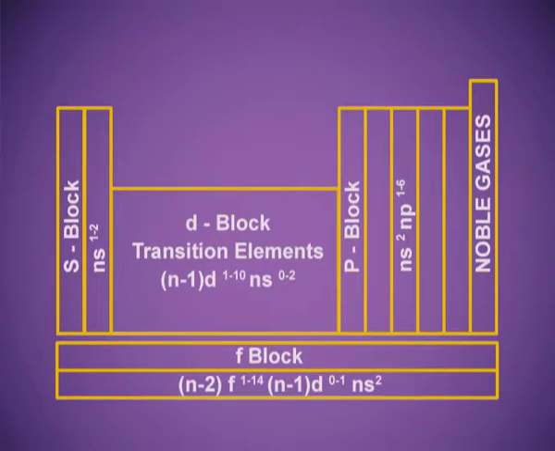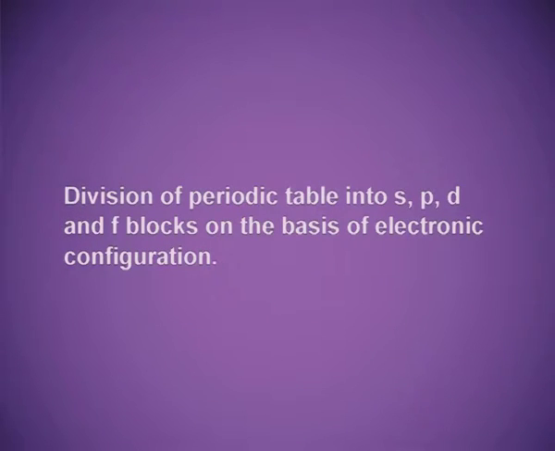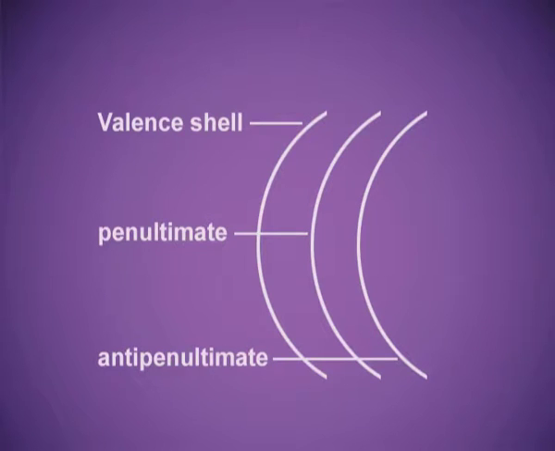Now, let me tell you that the periodic table is subdivided into the 4 blocks, the s, p, d and f blocks, and that is on the basis of the electronic configuration and the last electron entering the valence subshell. Division of the periodic table into s, p, d and f blocks on the basis of the electronic configuration. But before that, let me tell you that the outermost shell is known as the valence shell.